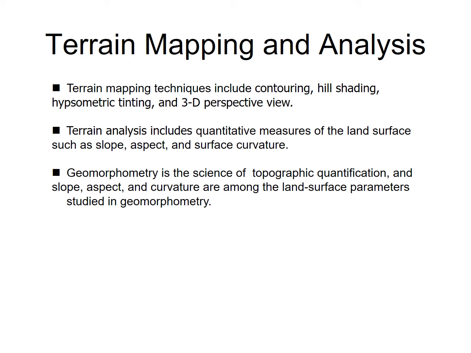Terrain analysis includes quantitative measures of the land surface, such as slope, aspect, and surface curvature. Geomorphometry is the science of topographic quantification. Slope, aspect, and curvature are among the land surface parameters that are studied often in geomorphometry.